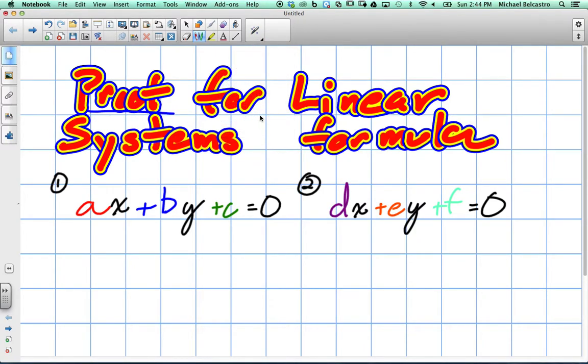Okay, we're going to show the proof for the linear systems formula. In the other video in this playlist, there's a formula that shows you how to solve for linear systems using these variables for the coefficients and constants in each of the two linear lines. To solve for the linear system, we built a formula. I'm going to show you how that formula was essentially built.